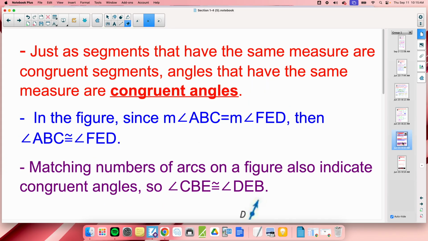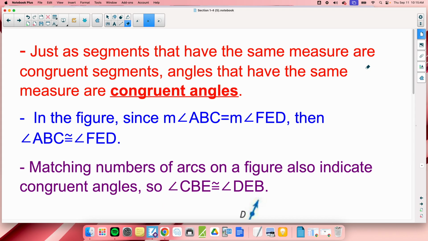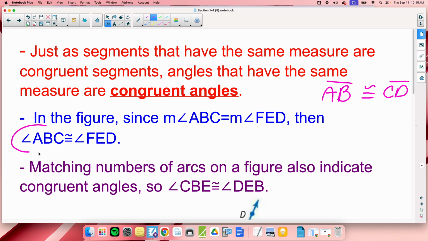All right, so we talked about congruent segments, and now we're gonna talk about congruent angles, okay? Do you guys remember what congruent segments were? It looked like this. Segment AB, and then this is the congruent symbol, and then CD. That means segment AB is congruent to segment CD. When you do angles, this is what it looks like.